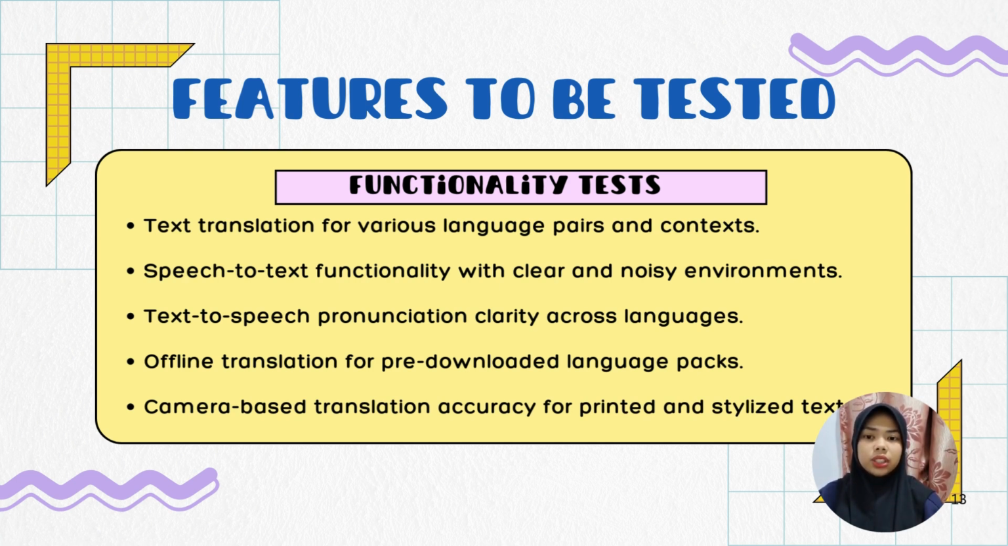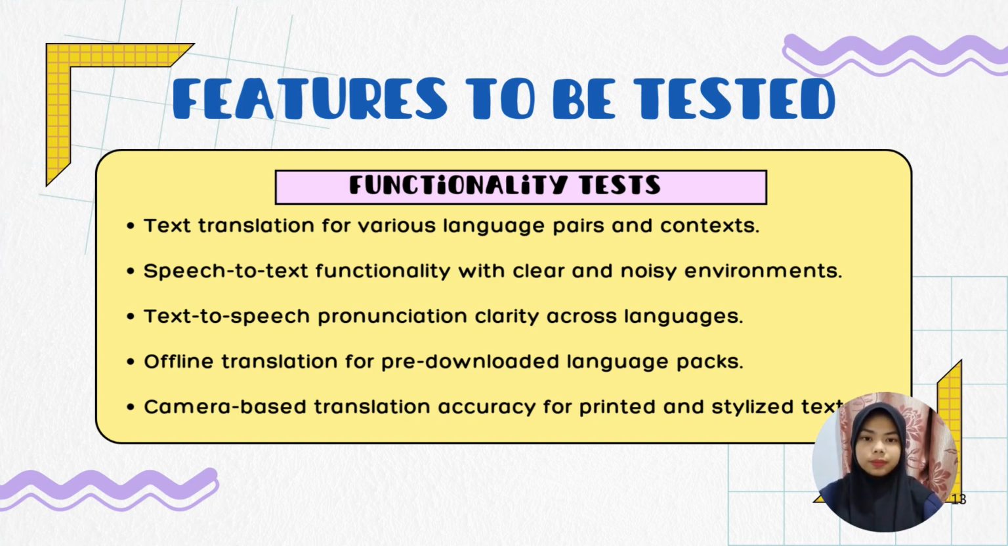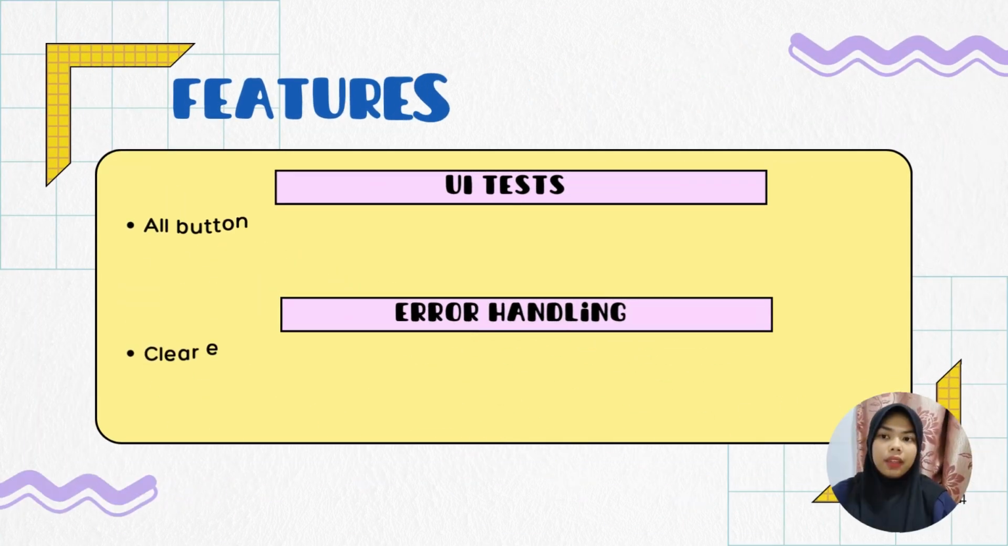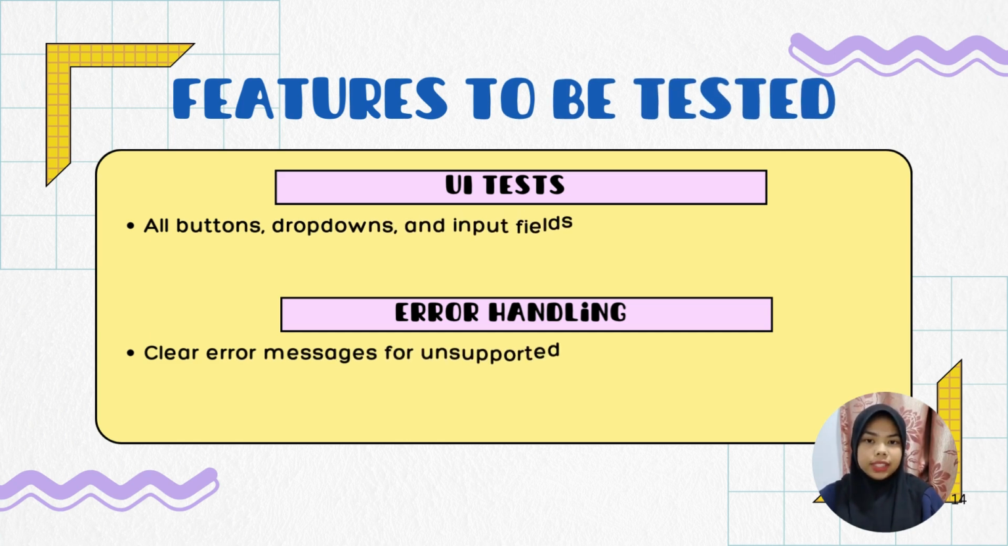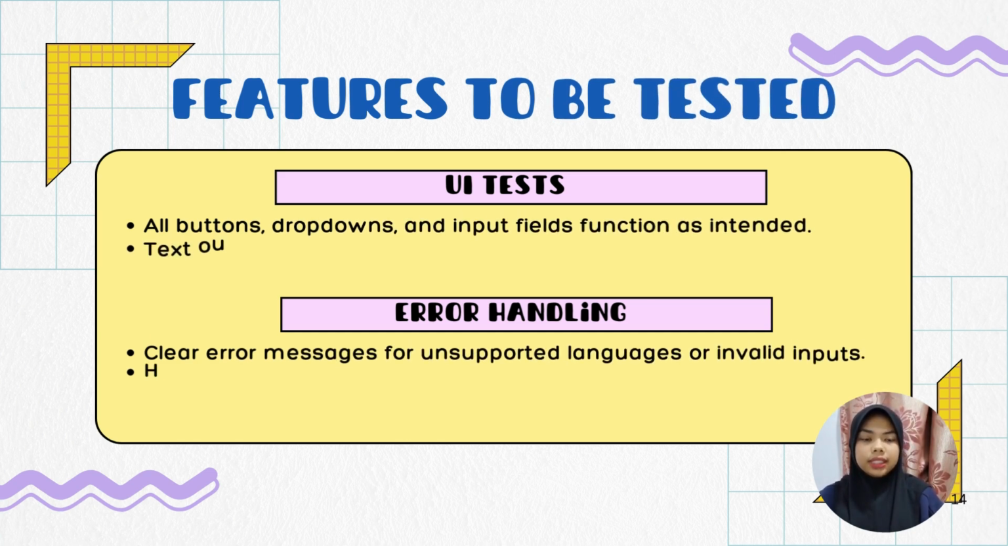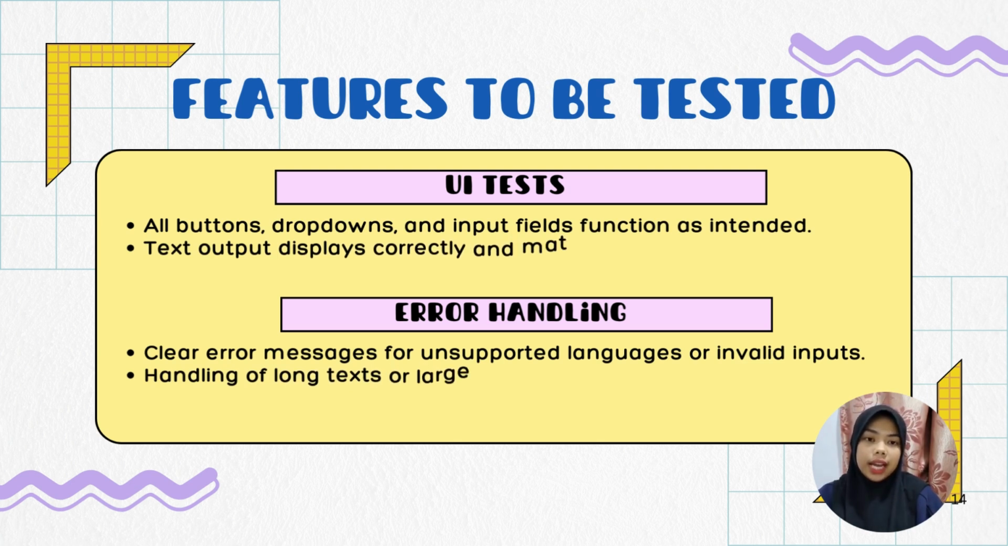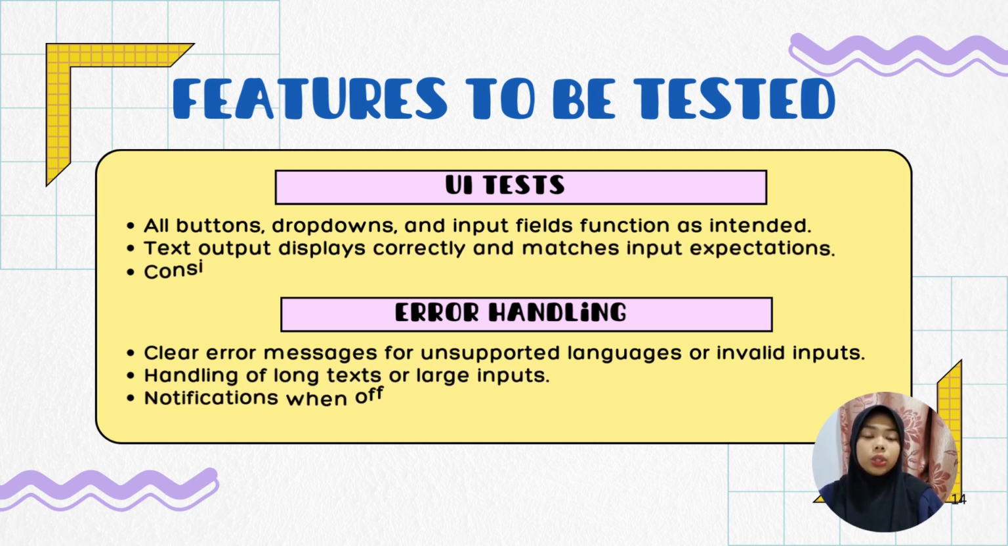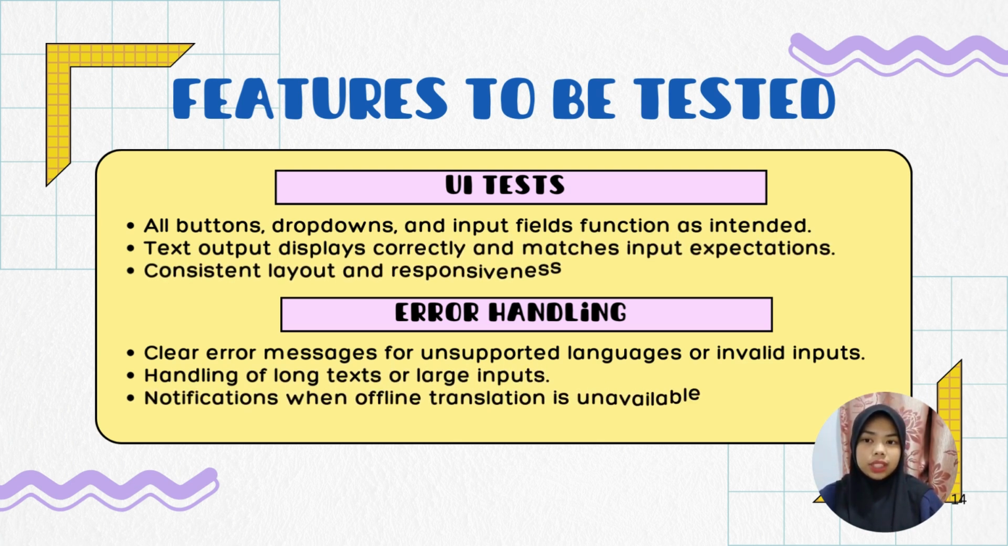Camera-based translation should accurately read printed text and handle stylized fonts. Next, on the user interface side, we will check if all buttons, drop-downs, and fields work as intended. We will also ensure the layout is responsive across devices like phones and tablets. For error handling, we will verify that the app provides clear messages for unsupported languages or invalid inputs.